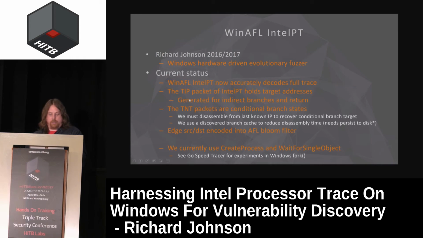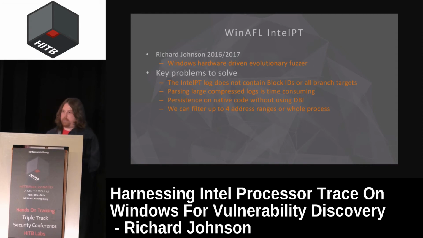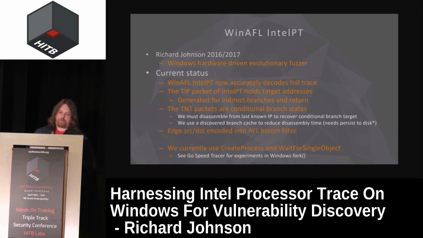Previously, this third point said that persistence wasn't implemented yet, but that's the new big feature as of today. And we can limit the code that we're tracing down to 4 ranges that are available and supported by the hardware engine. So the current status is now we accurately decode the full trace. The taken IP packet, of course, holds the target address, and we get that for the indirect branches in return. We disassemble the taken, not taken packets and have a branch cache. And then, of course, we use that. We have to come up with our own little way to encode it into the Bloom filter, since we have full addresses and not block IDs, but that's fairly simple.